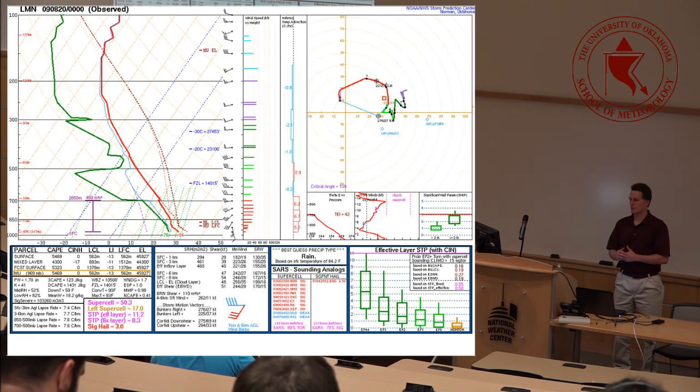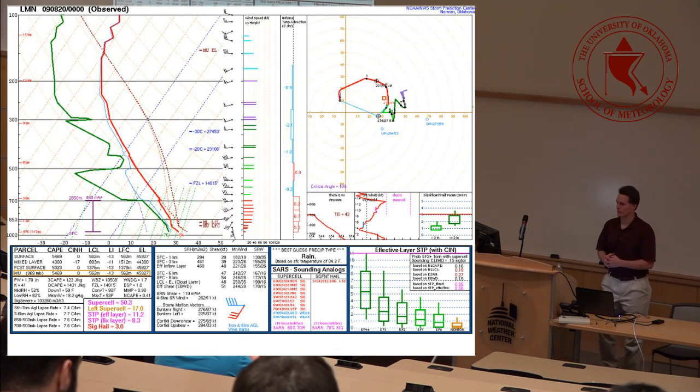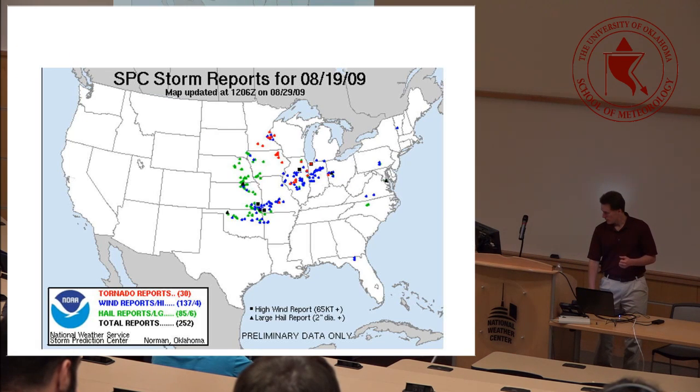Modestly strong deep layer shear, very strong low-level shear. It's moist, strongly unstable. It's well into the parameter space for significant tornadoes. I mean, well into it. All that happened were a couple of hail reports, mostly way after dark.